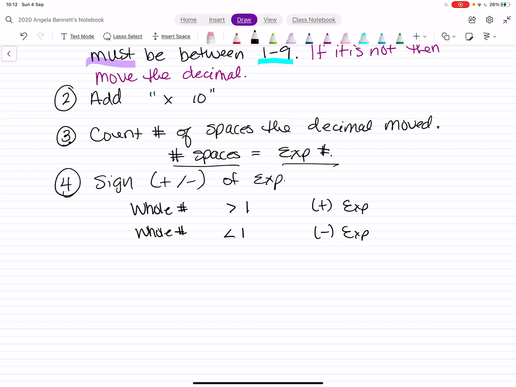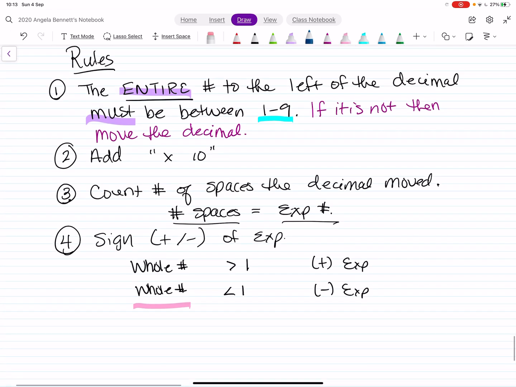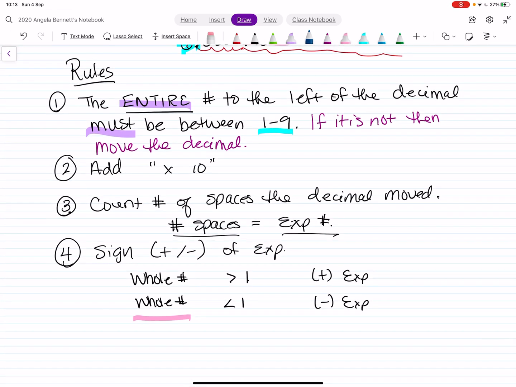Okay, so let me show you what I mean by what you're looking at when you're talking about a whole number. I'm sure you know what it is, but just to have a clear example of what you're supposed to do, before we start writing this, I want to make sure we're clear about one thing. These are rules for writing scientific notation.